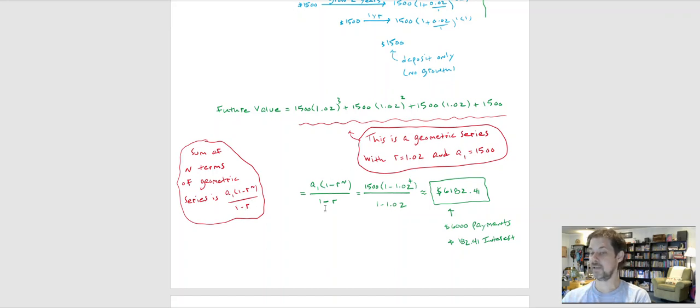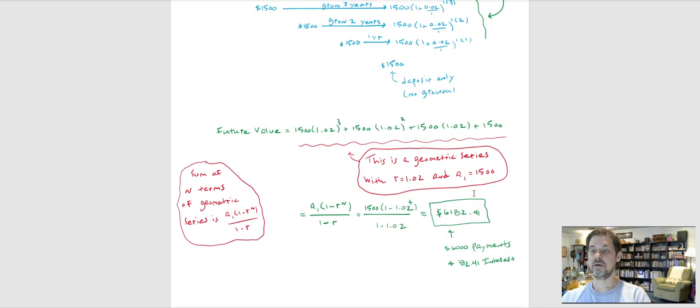So that gives me a formula to calculate the grand total of this, which is how I said we would do it, at least for now. Okay, so that'd be 1500 times (1 minus 1.02 to the fourth power), there's 4 terms I'm adding together here, over 1 minus 1.02, and that turns out to be $6,182.41 if you round to the nearest penny.